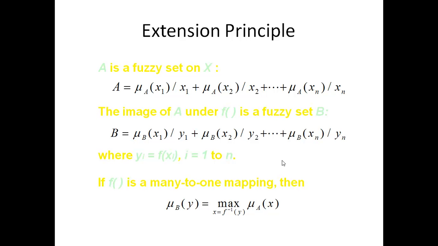If A is a fuzzy set on universe of discourse X, then A can be written as mu A of x1 at x1, mu A of x2 at x2, and mu A of xn at xn, for all points x1, x2, xn belonging to the universe of discourse X. The image of A under the function f is a fuzzy set B, then B is equal to mu A of x1 at y1, mu A of x2 at y2, and mu A of xn at yn, where yi is equal to f of xi and i runs from 1 to n.